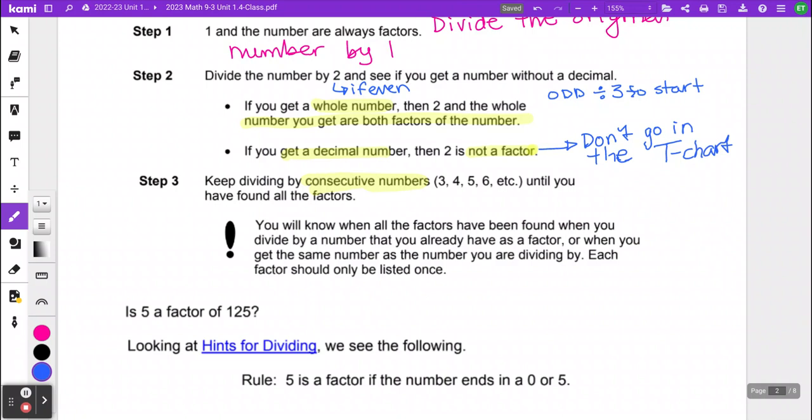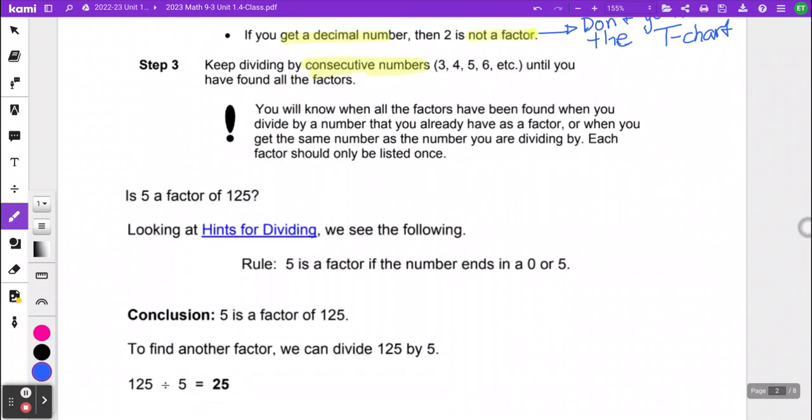All right. And it says here on the big exclamation mark, you will know when all of the factors have been found when you divide a number by something that you've already got in your factored list. So that means the numbers reverse. Okay, and then you're dividing by those same numbers. So here's an example.